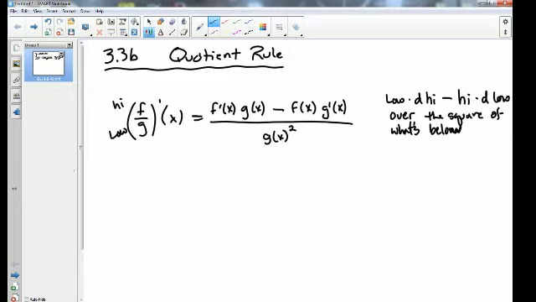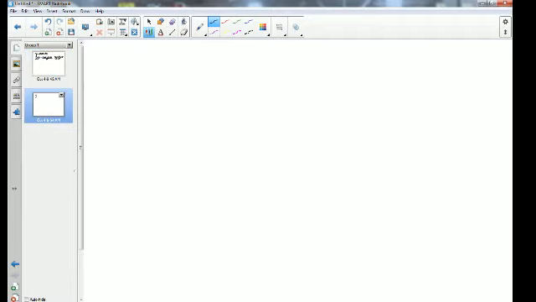So let me give you a few examples. All right, so this will probably clear up any questions you might have about how to calculate the derivative of a quotient. Good? Okay, let's say some function is e to the x over x squared, right? Calculate the derivative. What's the derivative?